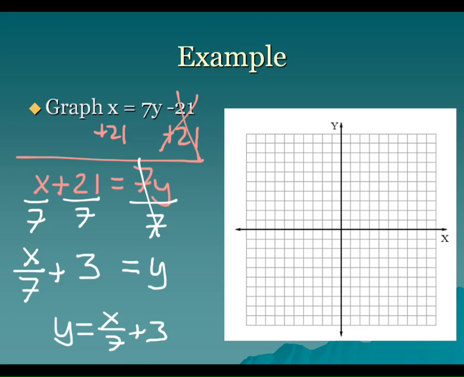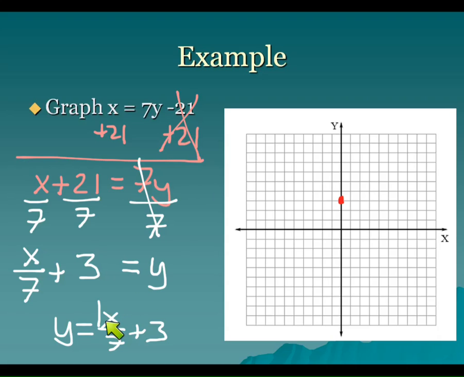Plus 3, the number without the variable. That's where I start at on the y-axis. Right? 1, 2, 3, that's going to be right there. My slope now, what number is in front of this x? 1. A 1. Remember, it's not a 0, it's a 1. So if you want, you can write the 1 right there.